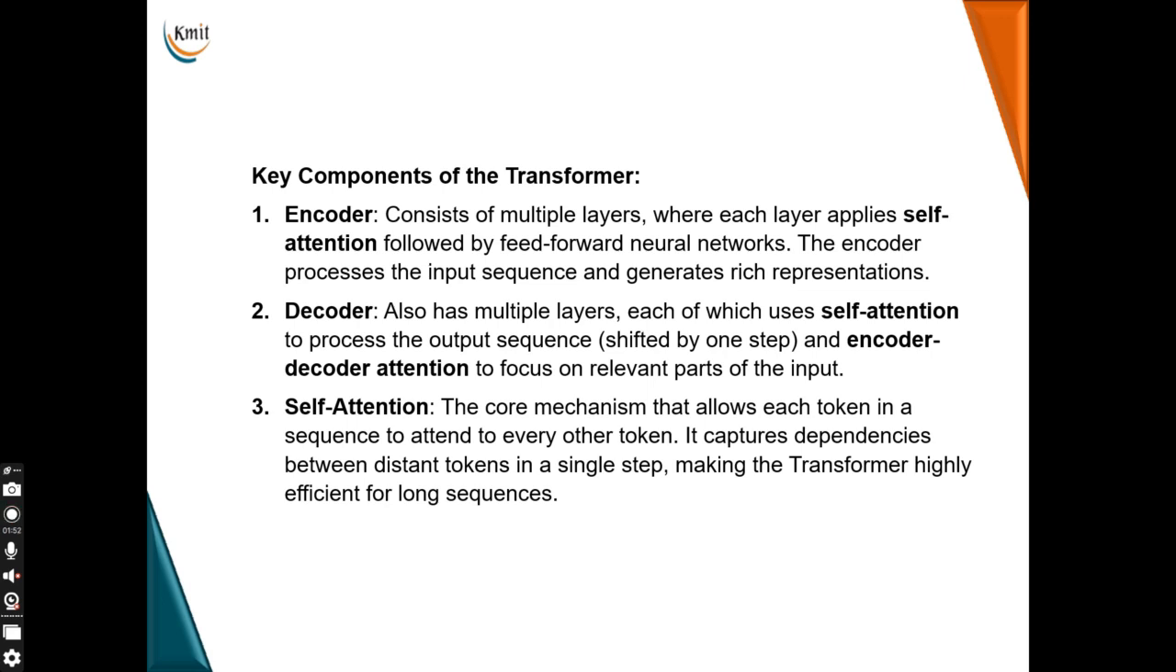Self-attention is the core mechanism which allows each token in the input sequence to attend to every other token, and it will try to identify the dependencies between various tokens of an input sequence. This entire identification of dependencies happens in a single step irrespective of the size of the input sequence, because of which transformers are highly efficient while processing long input sequences.